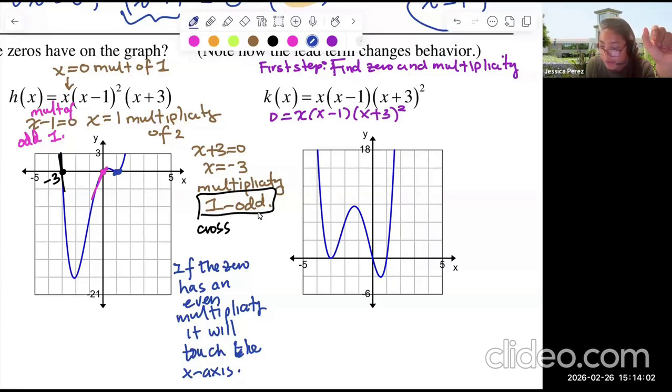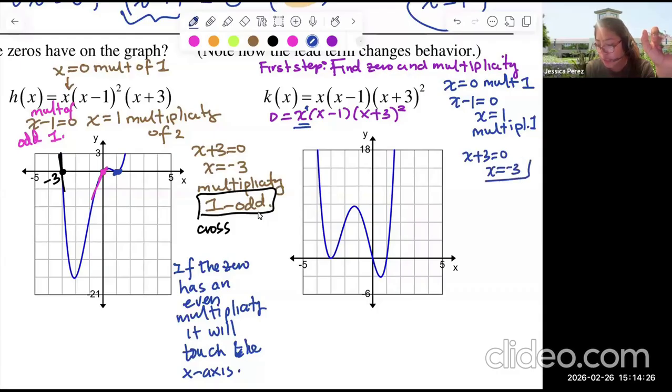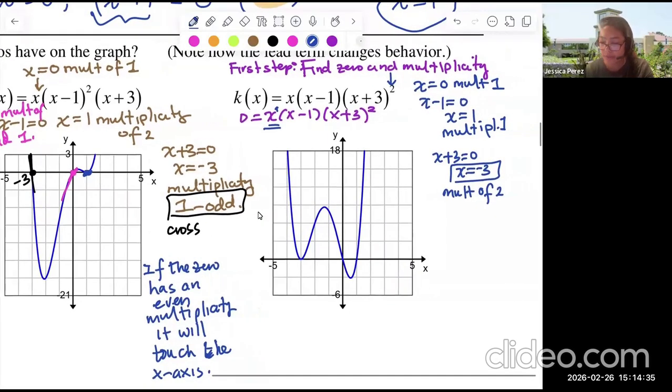My first zero is x equals 0. It has multiplicity of 1, which is odd. So this one has odd multiplicity. x minus 1, set that equal to 0, I get x equals 1, which also has multiplicity 1. And then I have x plus 3, set that equal to 0, I get x equals negative 3. But negative 3 will have a multiplicity of 2.